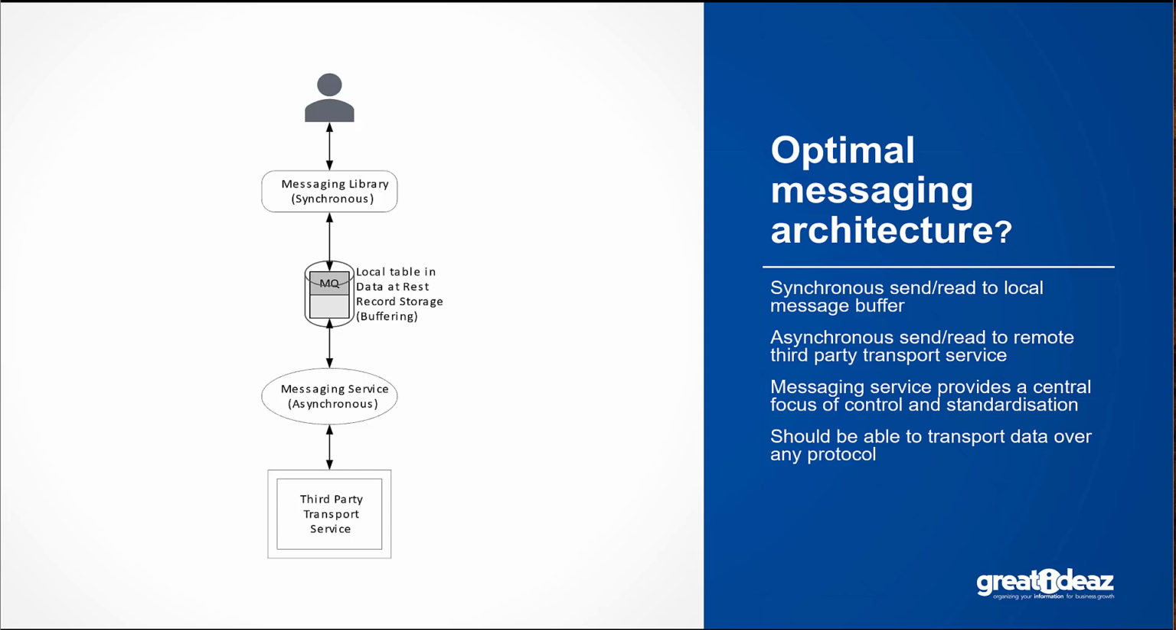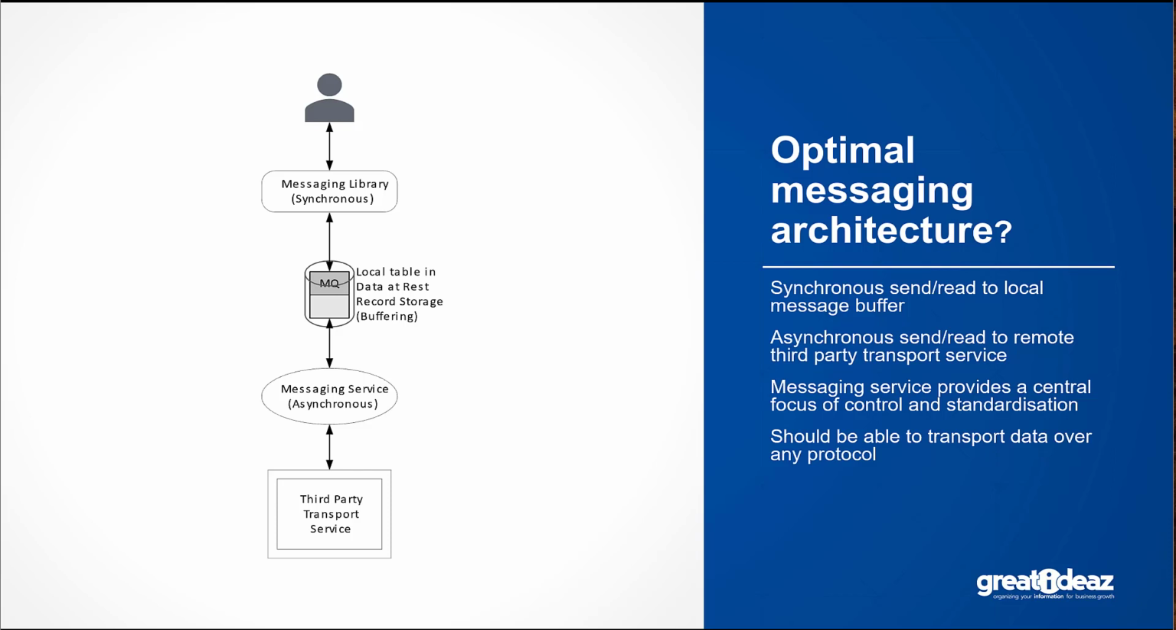So ideally, what we would like to see is something similar to our Outlook Exchange example that we were looking at the start of the video. Ideally, whether or not we're a user or we're part of a workflow automation or whatever, what we would like as our first point of contact is a messaging library that will provide essentially a send and a read operation. So we shouldn't really care whether the data is going over email or MQ or a service bus or it's an SFTP drop. Why should we care about the transport protocol? So at the point where I want to send data from me to somebody else, all I really want to do is have a synchronous send read operation that I can put the data that I want to transmit into a local table in my data at rest record storage.